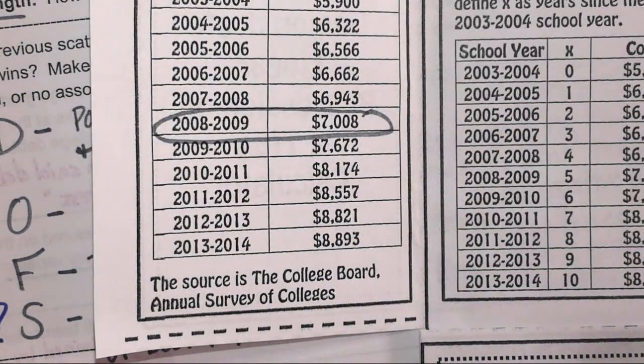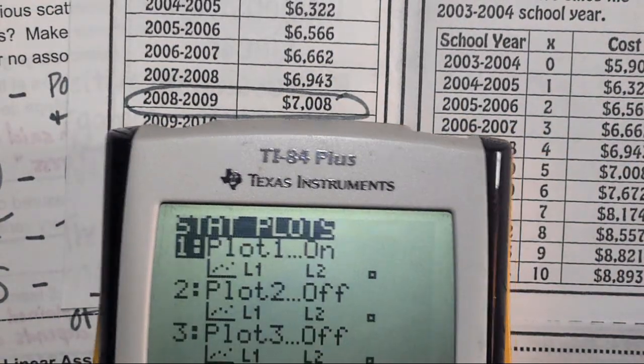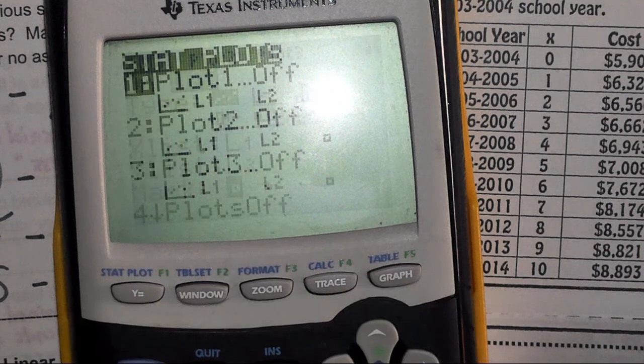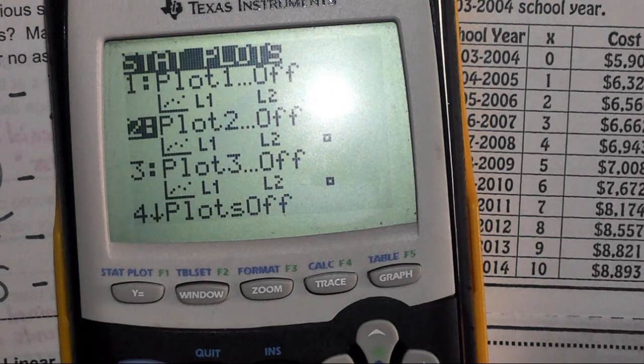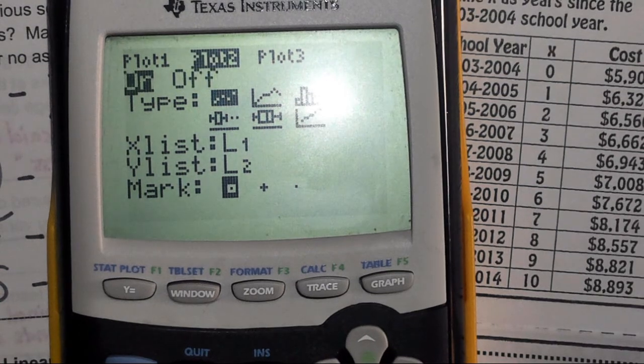Okay, so we want to type all this data in. So let's go to our stat plot, second stat plot. We're going to turn our one off from yesterday. I'm not going to delete it because we might come back to it. I'm just going to turn it off. And then second stat plot, I'm going to go to the second one and turn it on. I just don't want to delete the one we were doing yesterday yet.